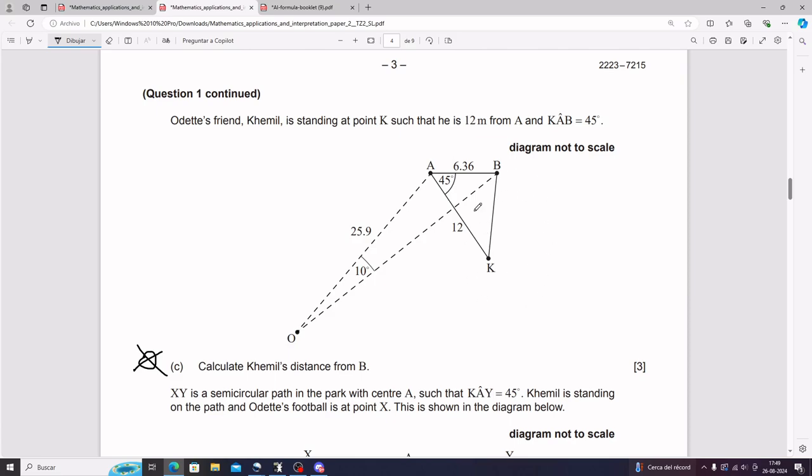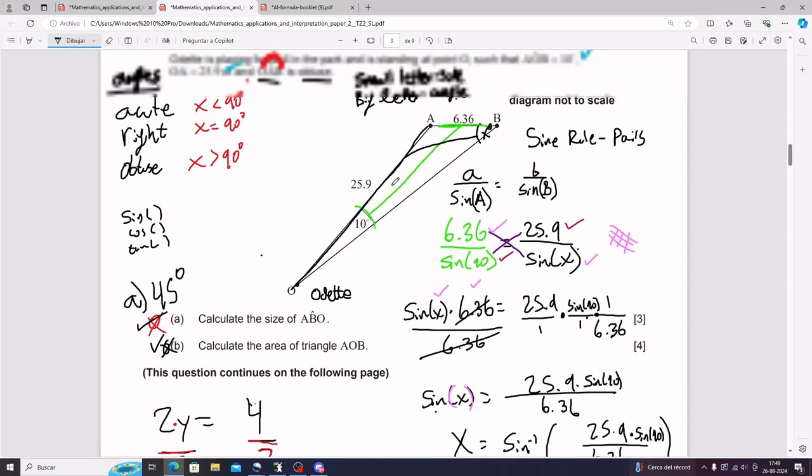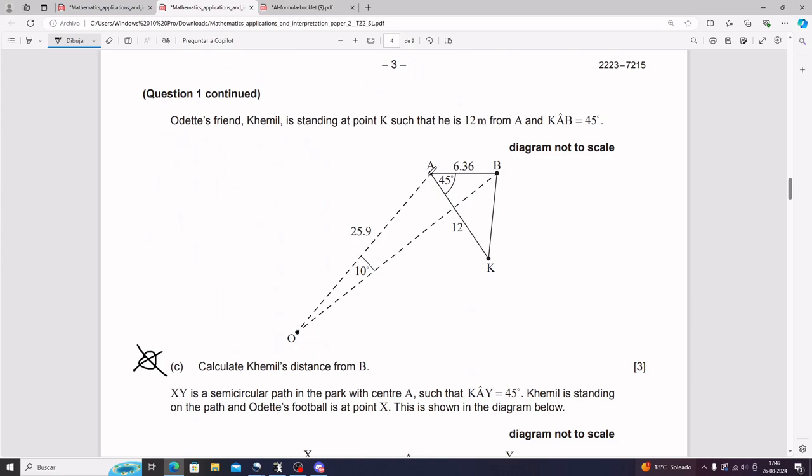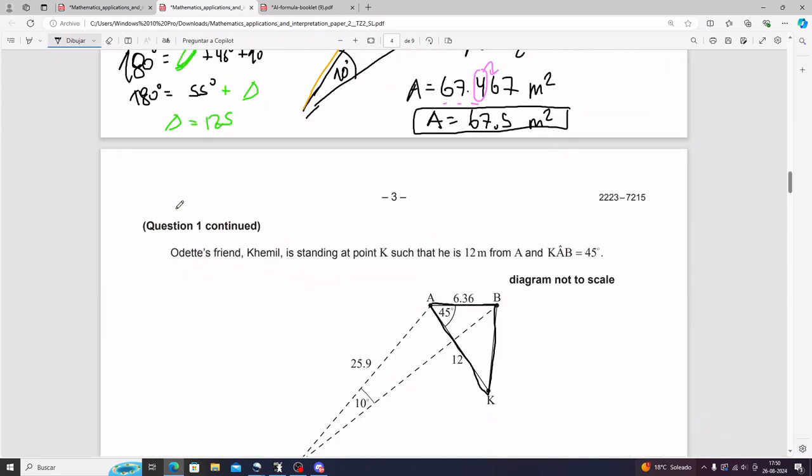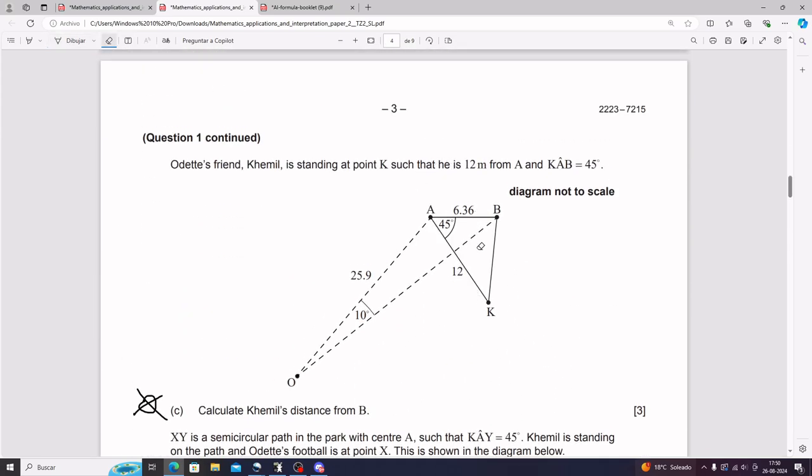So all you're really working with is this triangle here. Yes, they're putting a bigger diagram because they're adding on to the context of the previous triangle, which is right here. But really, all you need for part C is this triangle here. So yes, you actually don't need parts A or B for what happens now. You have one of the sides, you have the other side, and you have the angle in between them. And so for calculating Khemil's distance from B, you need this last side.